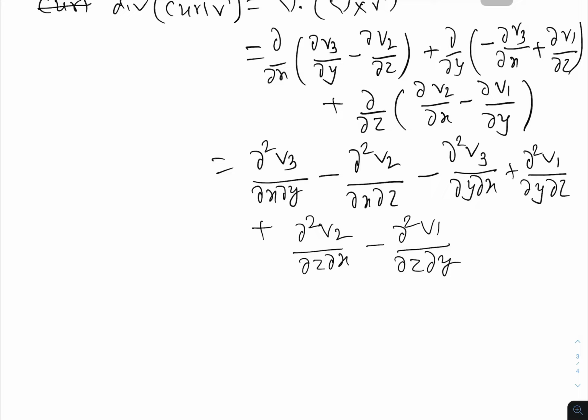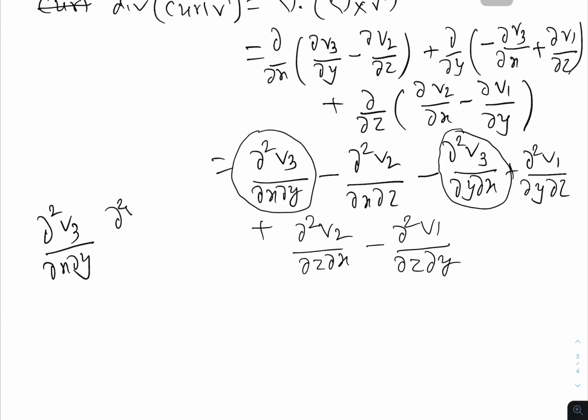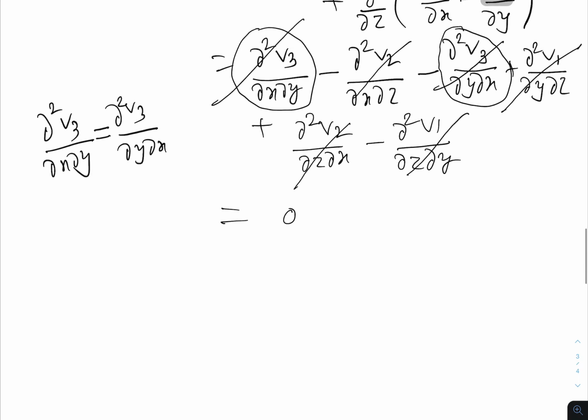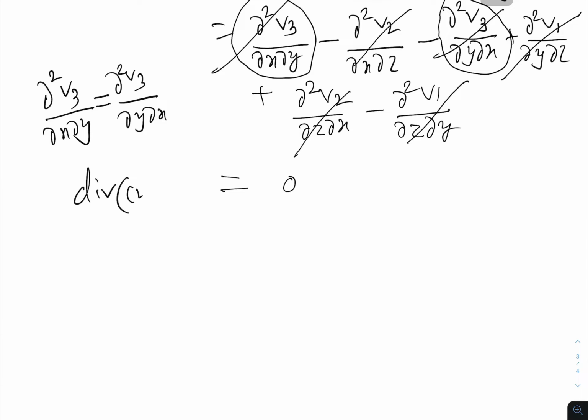Now the partial derivatives del square V3 del x del y here and del square V3 del y del x here are equal. We know that even from the first semester, and here they have opposite signs, so they get cancelled. Similarly these two, del square V2 del x del z and del square V1 del y del z also cancel, so you are having 0, and so divergence of curl of V is 0.